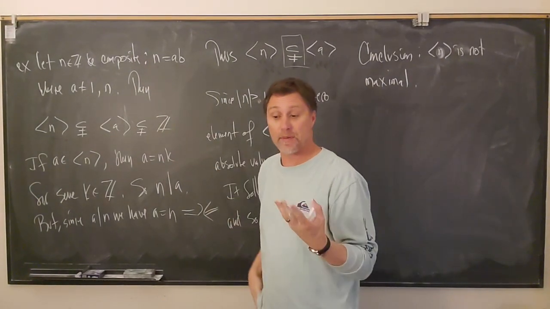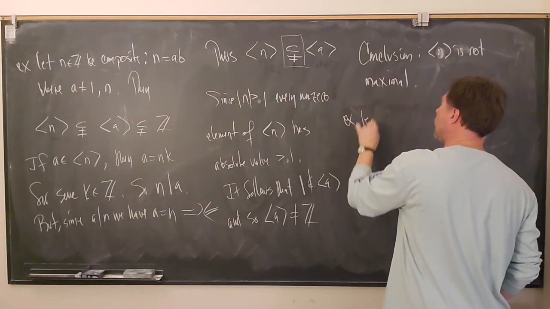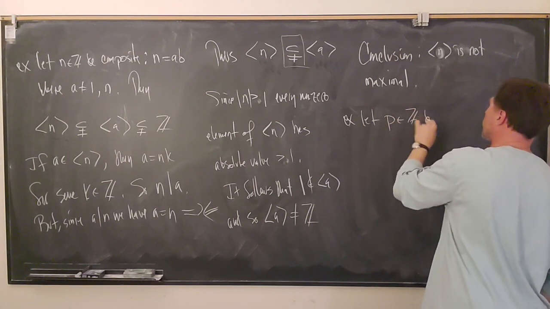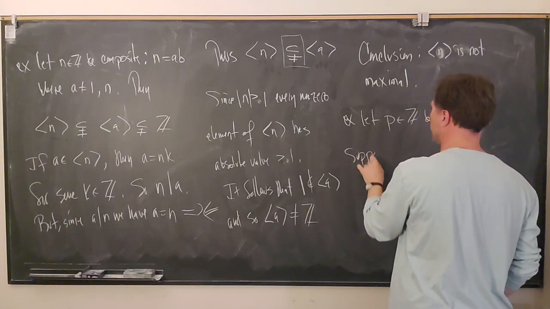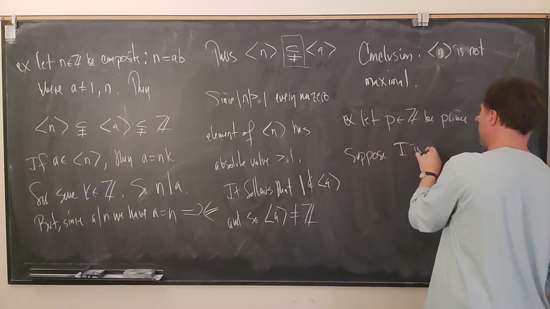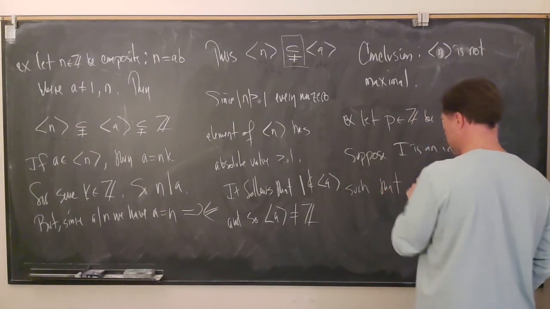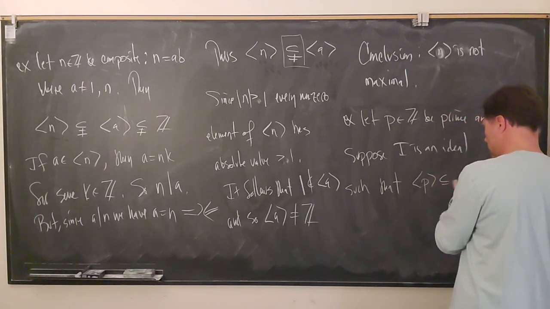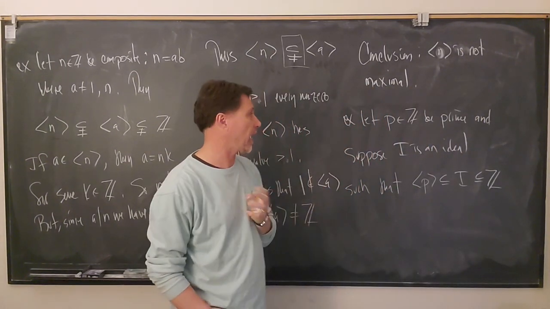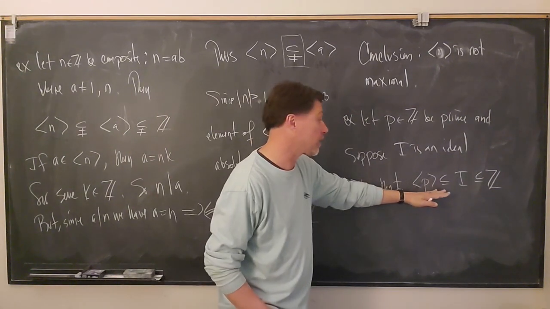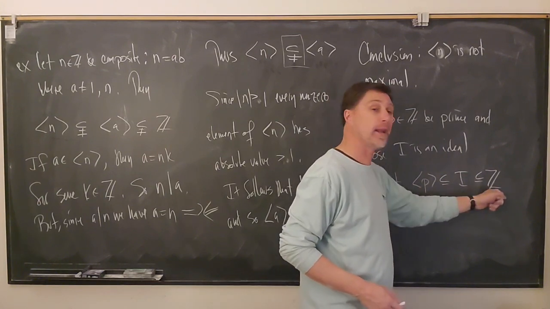Now let's consider the opposite situation where we have a prime. So for example, let p in Z be prime, and suppose I is an ideal such that the ideal generated by p is contained in I, which is contained in Z. Now, I'm going to show that the ideal generated by p is actually maximal. What does that mean when you have this situation? It means that I has to be one or the other.